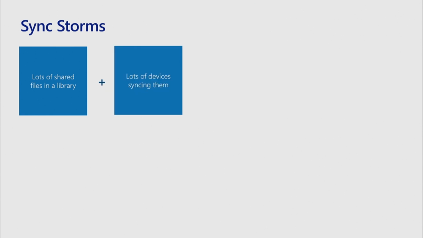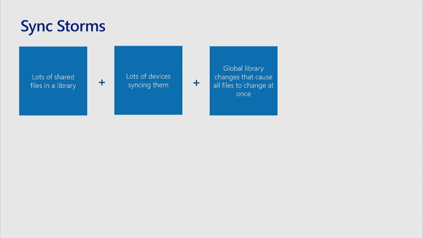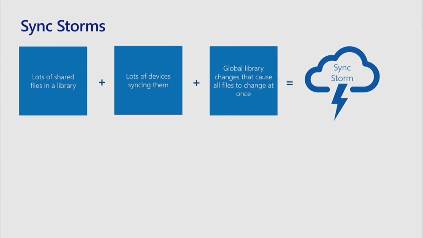So this happens when you've got a ton of files in a shared library, maybe like a big team site, and you have lots of devices that are syncing those files. And then you have some kind of global library event that causes all the files in that library to change. Then you get a sync storm. And what happens is all the devices start syncing those files, and your network traffic spikes, CPU spikes on the farm until they finish syncing.